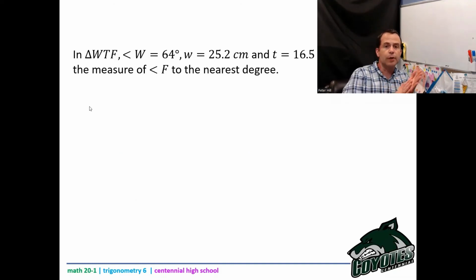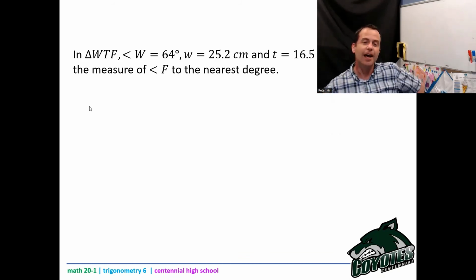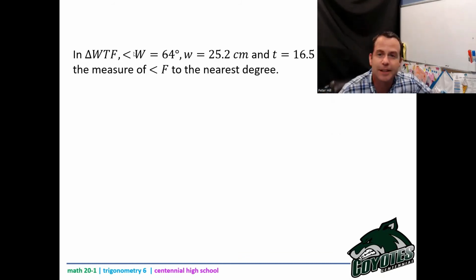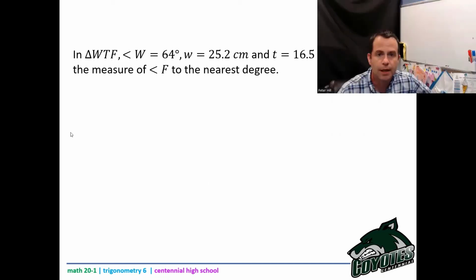Okay, so in triangle WTF, which by the way stands for way too fun, that's how we describe math, angle W is 64 degrees. Side W is 25.2 centimeters and little side T is 16.5 centimeters. Your job is to determine the measure of angle F to the nearest degree. Now, for those of you at home who don't have the book, there is the question. And let us get going.